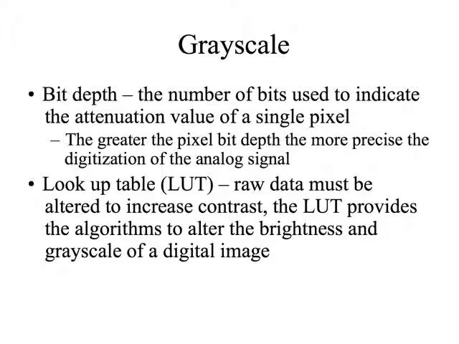And then a lookup table. So the raw data that we get when we make an exposure is going to be pretty flat, pretty low contrast kind of stuff. So we have to automatically alter it to increase the contrast. And the lookup table is going to provide the algorithms to alter the brightness and grayscale of that digital image.